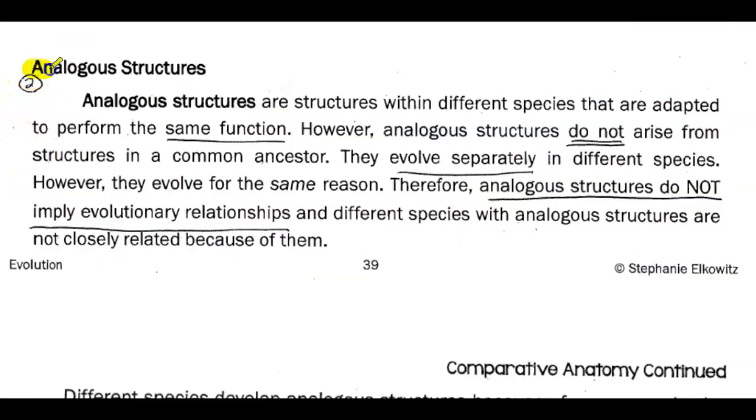The second one here, we have the word analogous structures. Now, these are things that have the same job, but they do not come from a common ancestor. Okay, so they evolve separately in different species, but they evolve for the same reason.